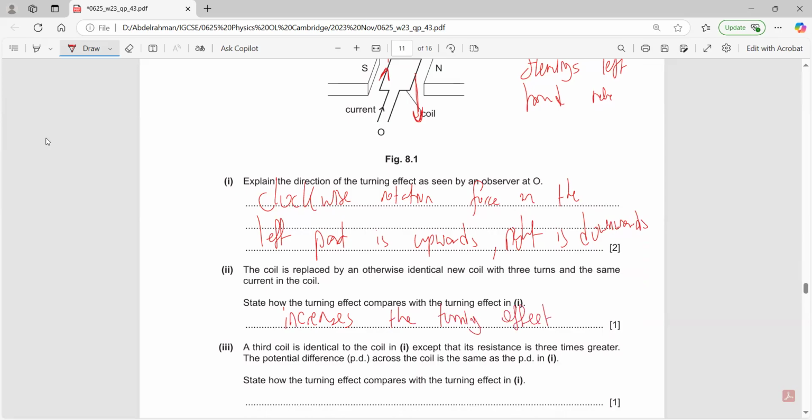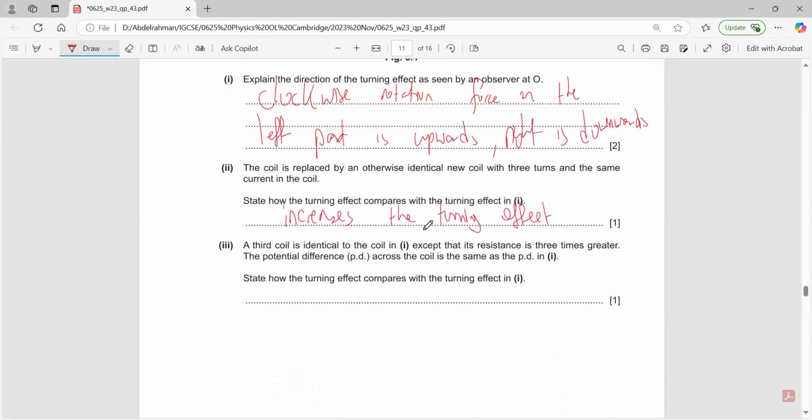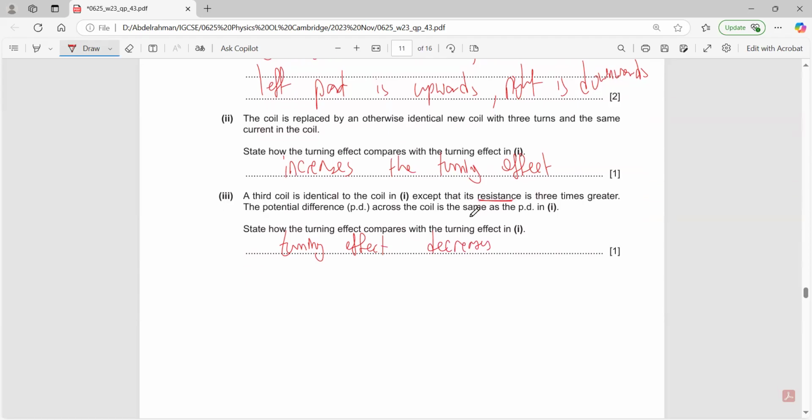The third coil is identical to coil I, except that the resistance is 3 times greater, meaning the potential difference is the same. State how the turning effect compares when you increase the resistance. When you increase the resistance, what happens to the current? Current decreases. So when the current decreases, what happens to the turning effect? Turning effect decreases. It is slower now.